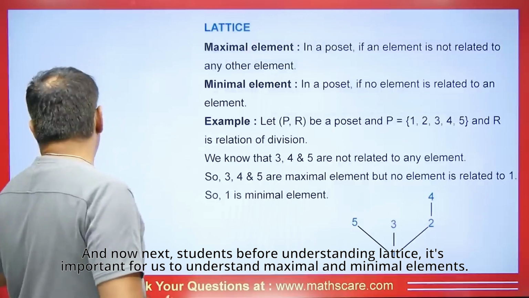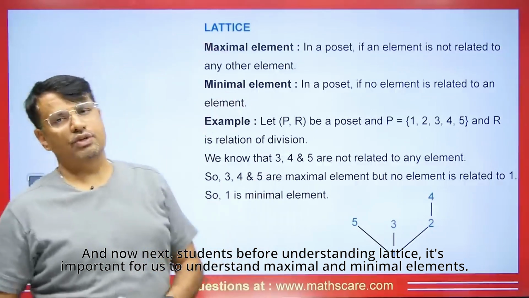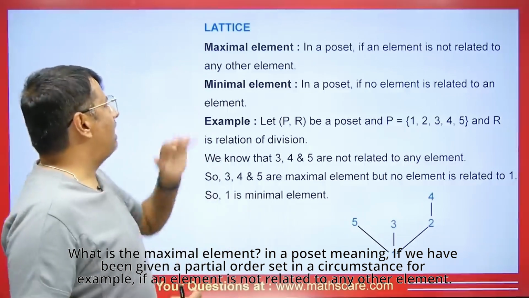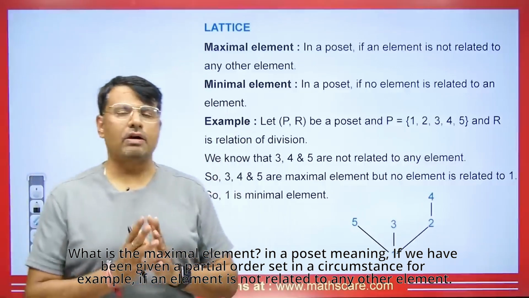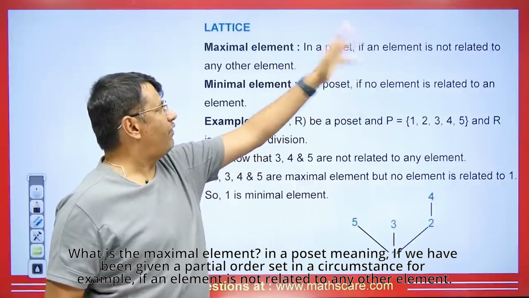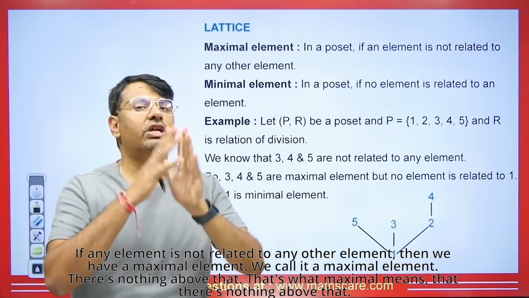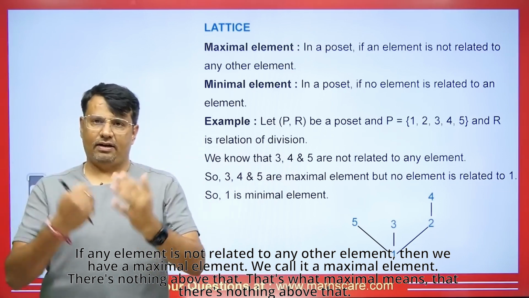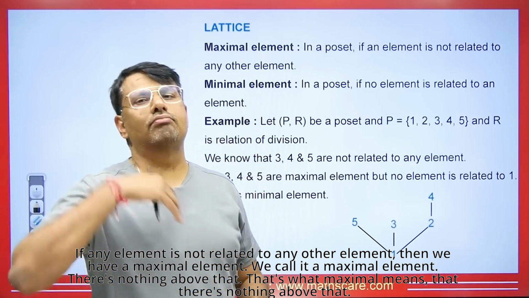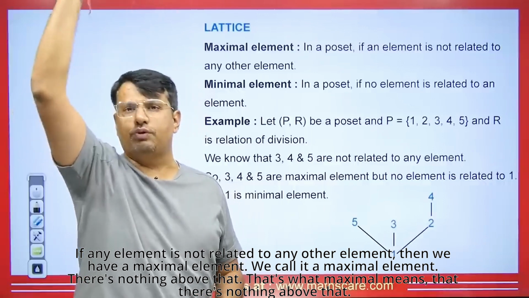And now next, students, before understanding lattice, it's important for us to understand maximal and minimal elements. Okay? What is the maximal element? In a POSET, meaning if we have been given a partial order set, if an element is not related to any other element above it, then we have a maximal element. We call it a maximal element. There's nothing above that. That's what maximal means.